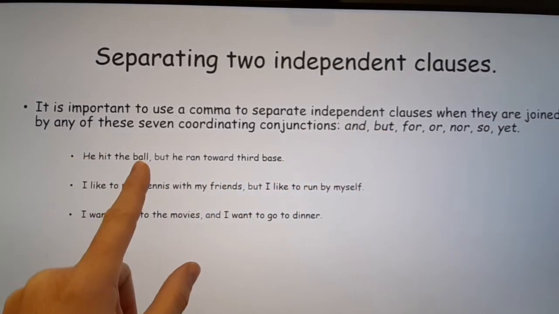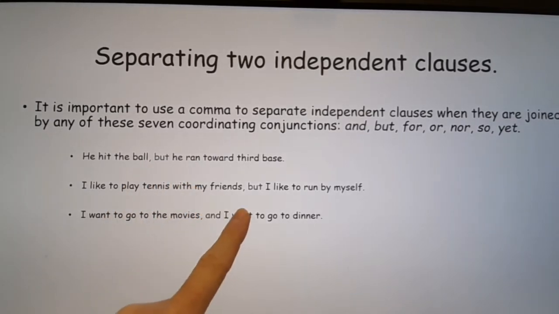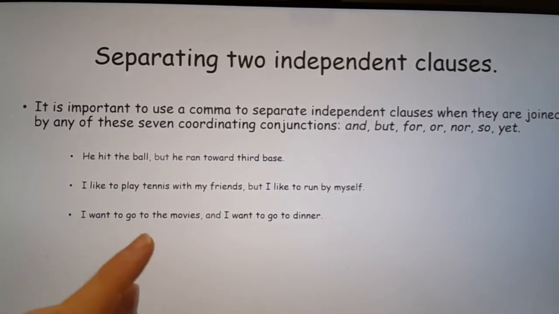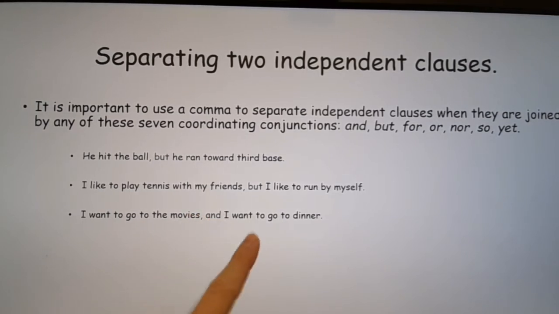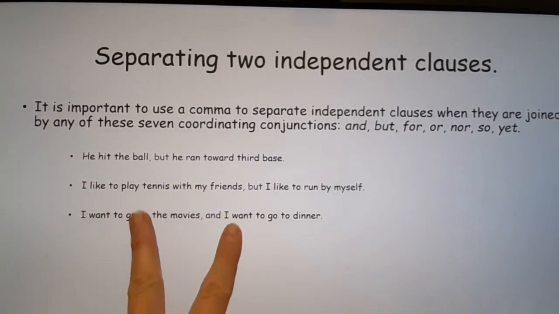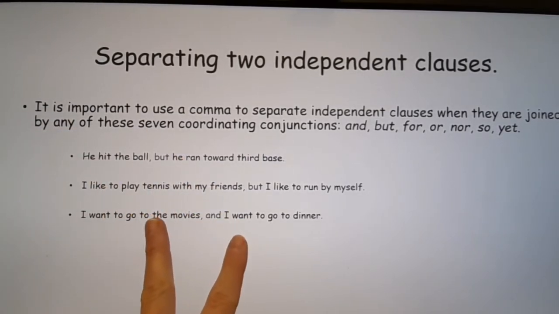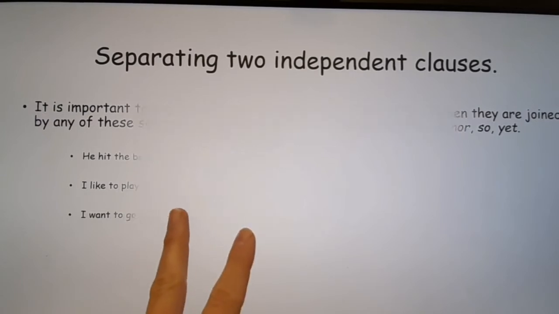He hit the ball, but he ran toward third base. I like to play tennis with my friends, but I like to run by myself. And with regards to "and," well, I want to go to the movies, comma, and I want to go to dinner, okay, because these are two different activities that I would like to do.